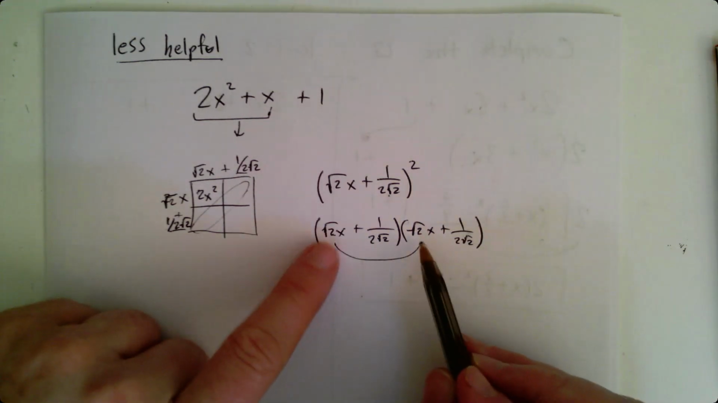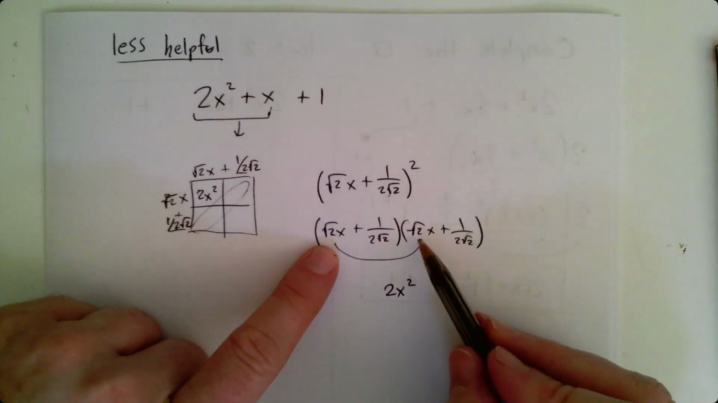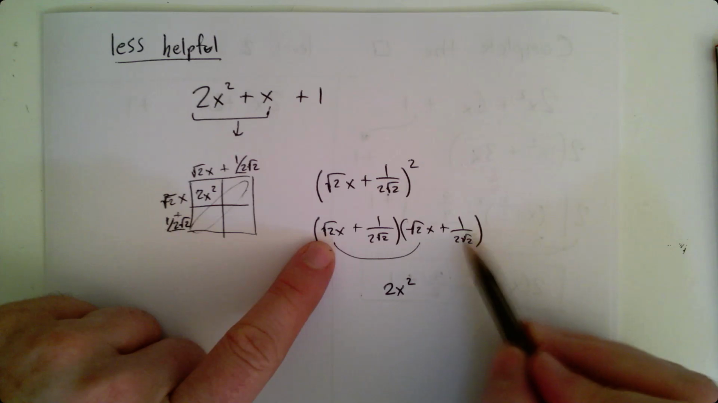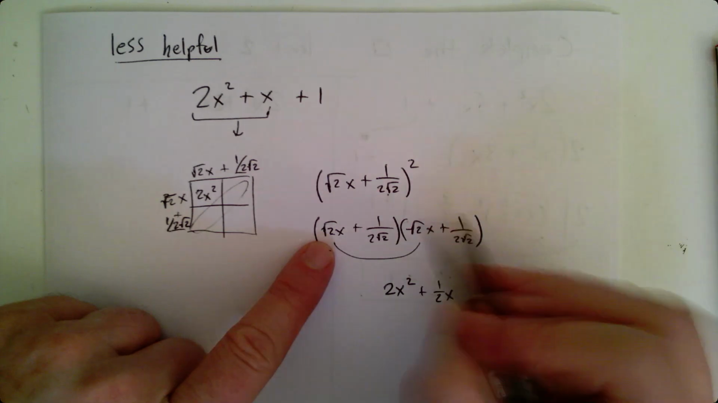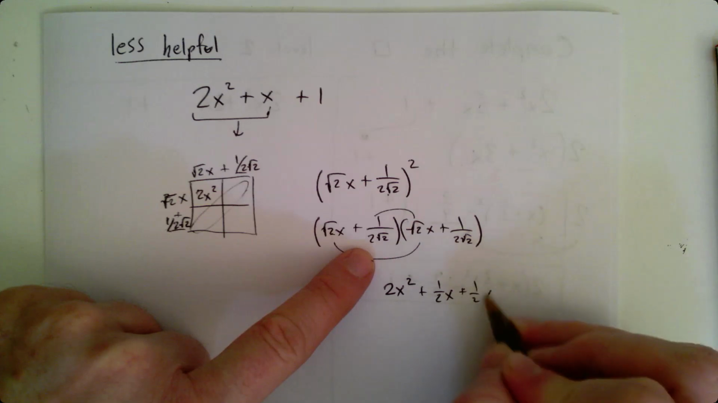So these two multiplied together give us 2x squared as we want. When I multiply these together, the root 2 divided by root 2 divide each other out. So that gives me 1/2 x. Then when I multiply those two together, it's the same story. So I get another 1/2 x.